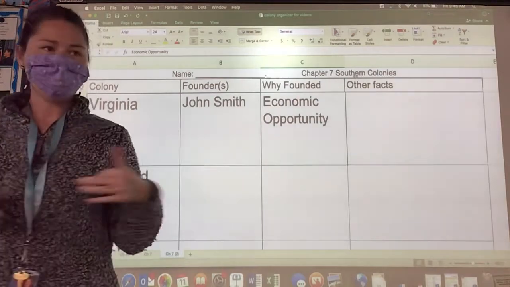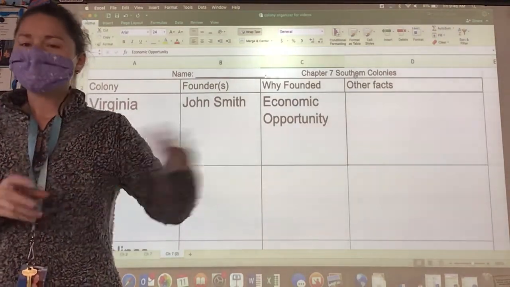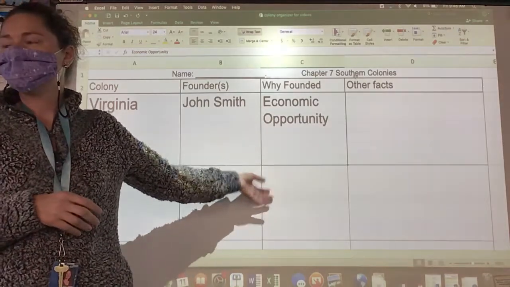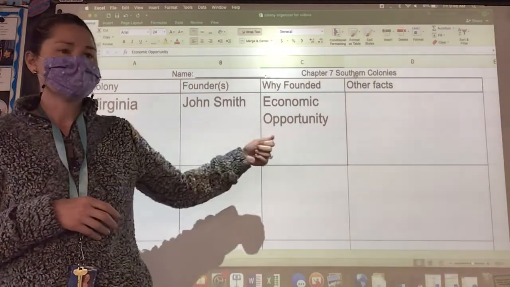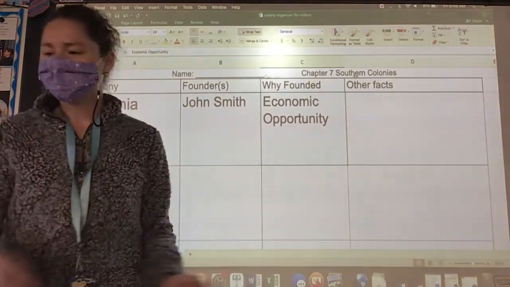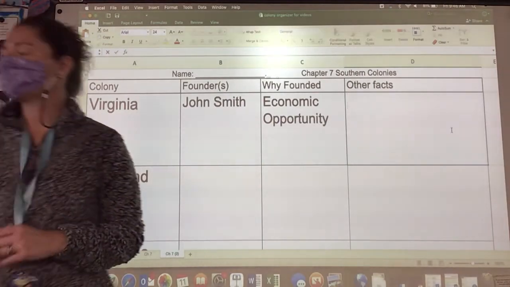New England had a lot of lumber, right? Middle colonies had some other things. Now we're talking about these southern colonies, and they're even going to offer other economic opportunities, different freedoms, different jobs. Okay, good. What else can you tell me about Virginia? Riker?